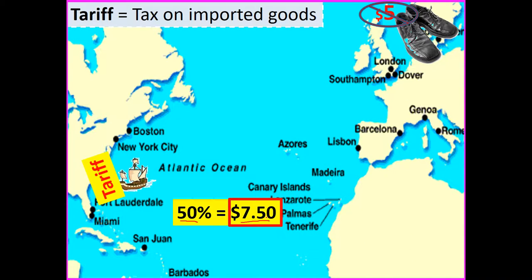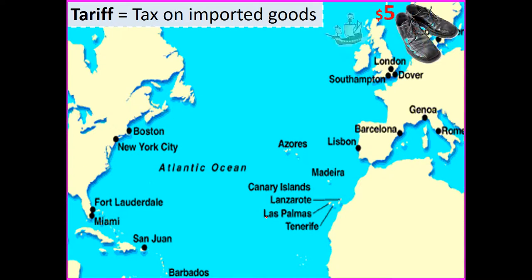And you might be saying, why do that? Why increase the price of shoes? That cost me more. I got a $5 pair of shoes. Now it's the same exact pair of shoes and it costs me $7.50. Gee, thanks, Woody. What are you doing? Let's explain why exactly Woody Wilson is doing that. Because not only do they make shoes in England, but guess what? They make shoes here in America too.